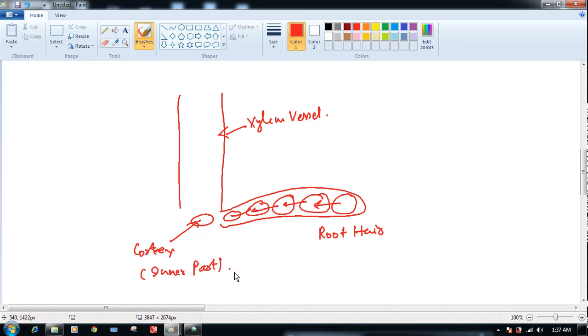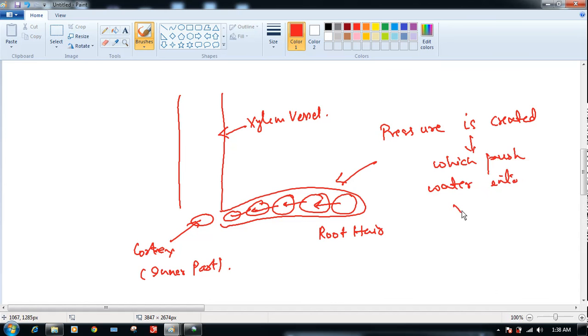Okay, so now here pressure is created, which pushes water into the xylem vessel, and that push or that pressure is called root pressure. By the help of this root pressure, the water is moving upward and forms a column.